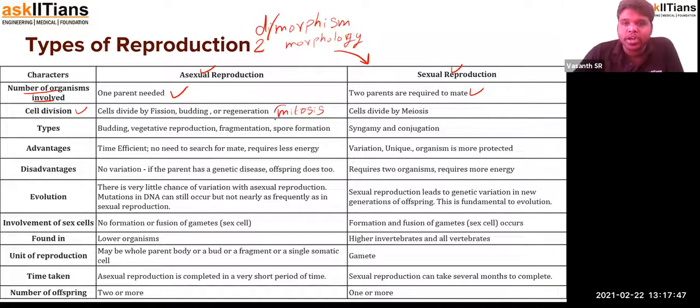Mitosis, that's a basic concept on which it is divided. Mitosis is divided into fission, budding, and regeneration. So all the types of cell division that asexual reproduction takes place through will be mitotic. And in sexual reproduction, for the purpose of reproduction, the cell will undergo a type of division called meiosis, which is also known as reductional division.